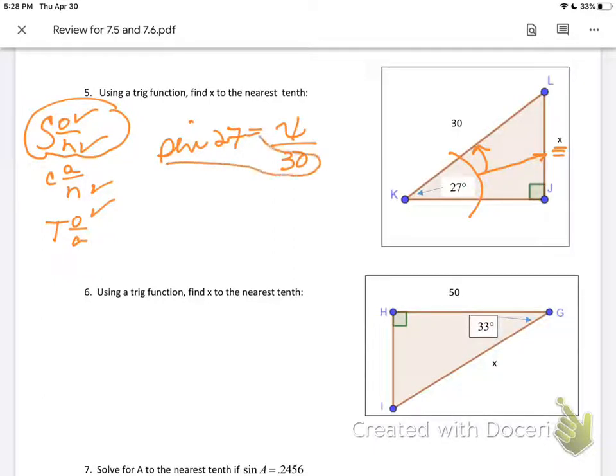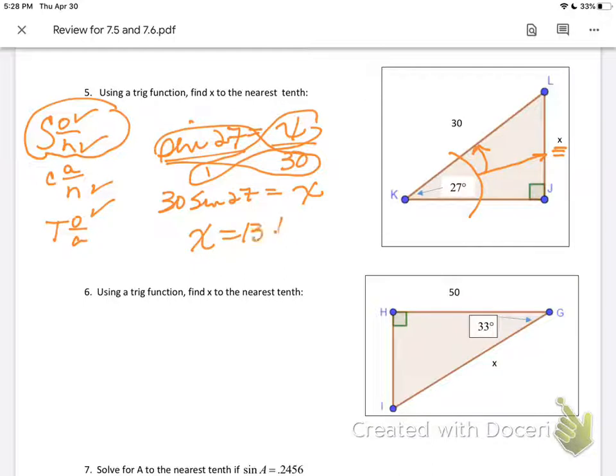I'm looking for a side. I'm going to do cross products. 30 times the sine of 27 equals x. This is called a one-step problem because I get the answer after doing only one multiplication. So put that in your graphing calculator. 30 times the sine of 27 should give you, rounding to the nearest tenth, 13.6.